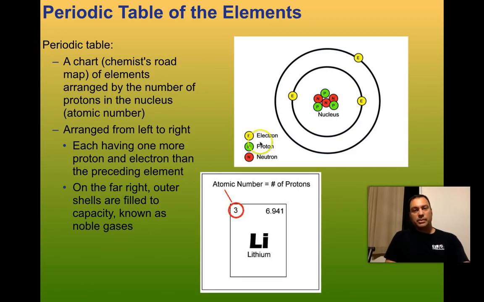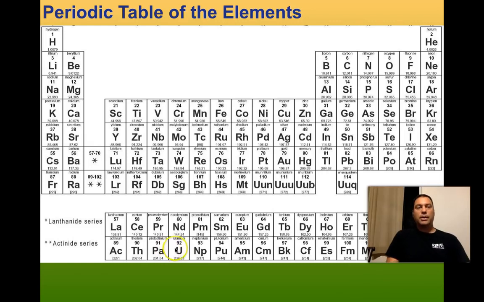But when we look at this thing, we said that this thing would have 3 protons, atomic number 3. Oh, look, there it is, atomic number 3. Lithium is the name of that atom, that element. And of course, on the far right, outer shells are filled to capacity, known as noble gases. Let's look to see what this is talking about here. Each one having one more proton and electron than the preceding element. All right, let's see if that makes sense. All right. So yeah, this is exactly what it's saying, right?